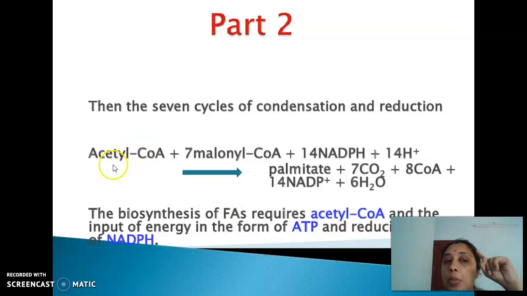Okay, so 1 molecule of acetyl-CoA condenses with 7 molecules of malonyl-CoA, consuming 14 molecules of NADPH and 14 H plus, and gives rise to what? The C16 palmitic acid plus 14 NADP plus and 7 carbon dioxide. That is, we are having 7 molecules of malonyl-CoA, and at the first step of the synthesis itself, during the first condensation reaction, what is happening? The carbon dioxide is removed, right? 7 carbon dioxide molecules with 8 CoA molecules, right?